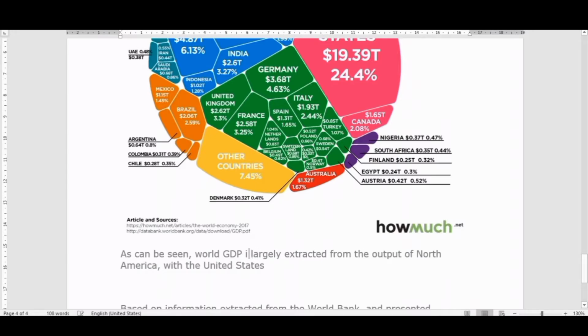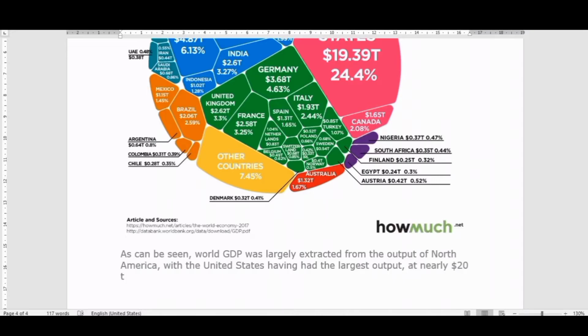Wait, we'll need to use the past tense for this. Having had the largest output at nearly 20 trillion dollars. Okay, what a rich country that is, representing nearly a quarter. So that's the 25% of total GDP worldwide.